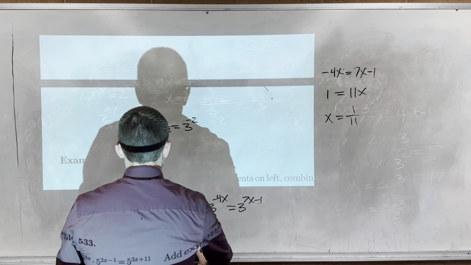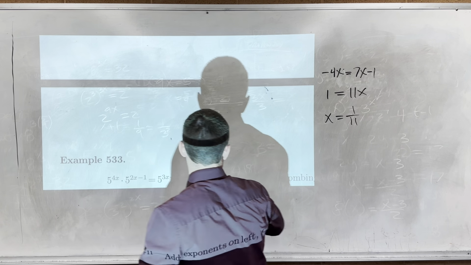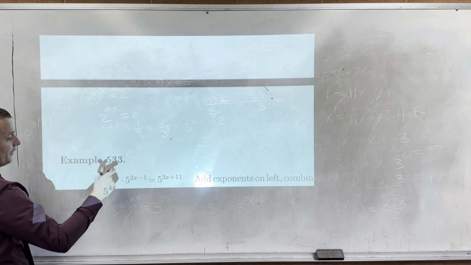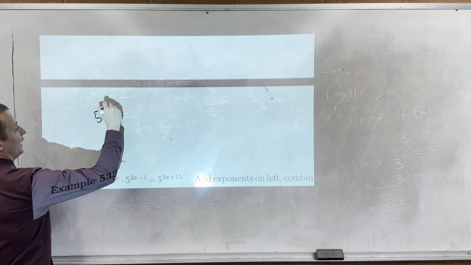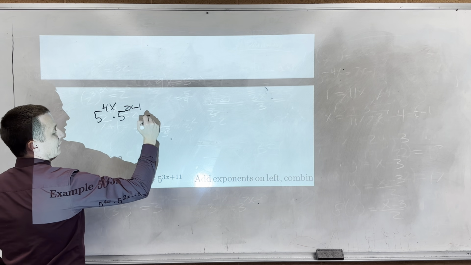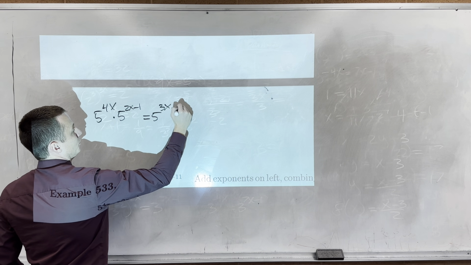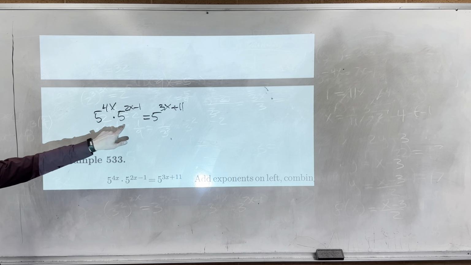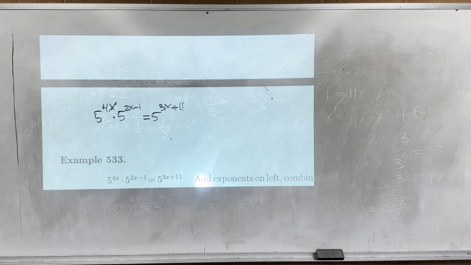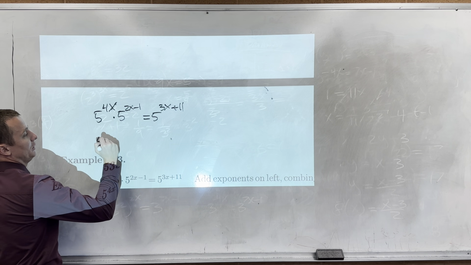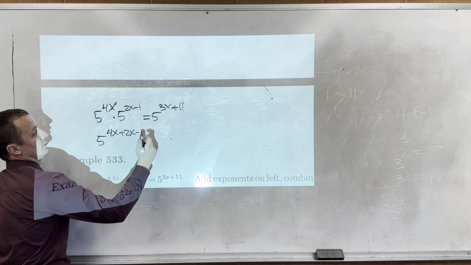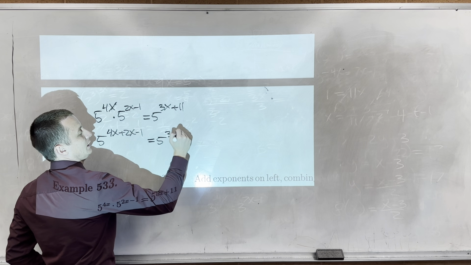Okay, let's try another one. So we've got this one. I've got 5 to the 4x times 5 to the 2x minus 1 is equal to 5 to the 3x plus 11. When we multiply terms together, what do we do to their exponents? We add the exponents. When you multiply terms, you add exponents. So this is the same thing as 5 to the power of 4x plus 2x minus 1 is equal to 5 to the 3x plus 11.